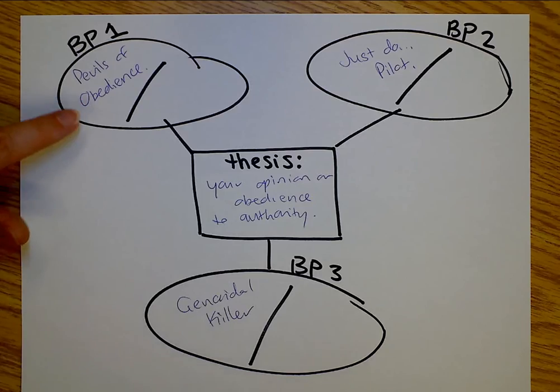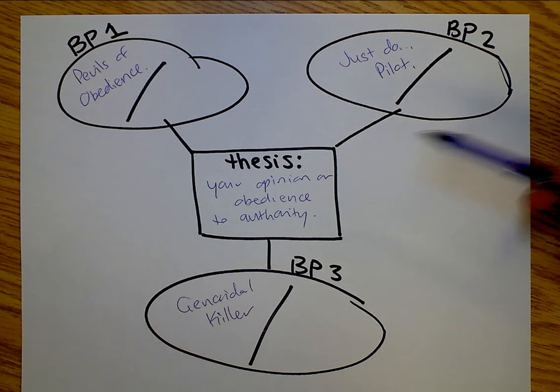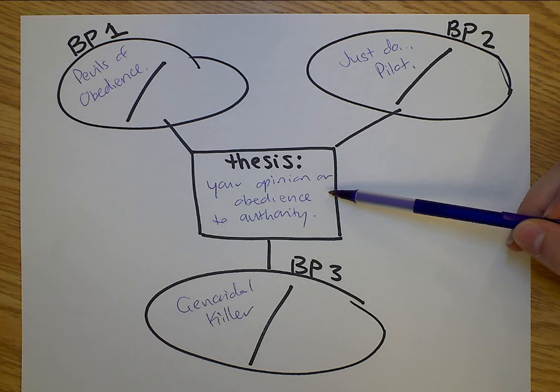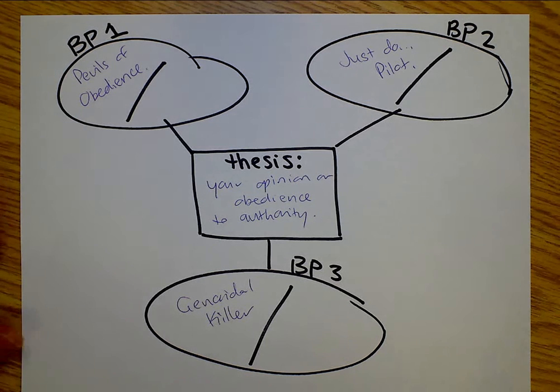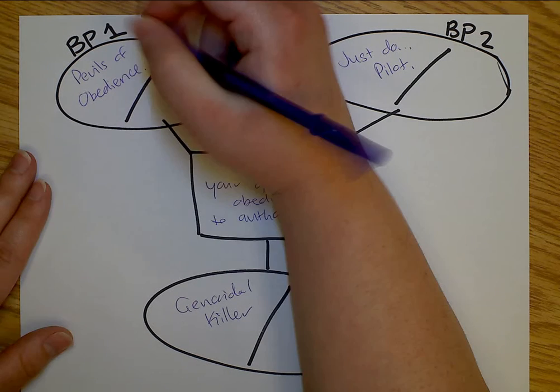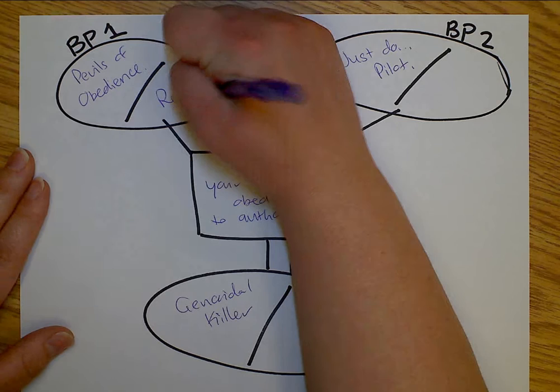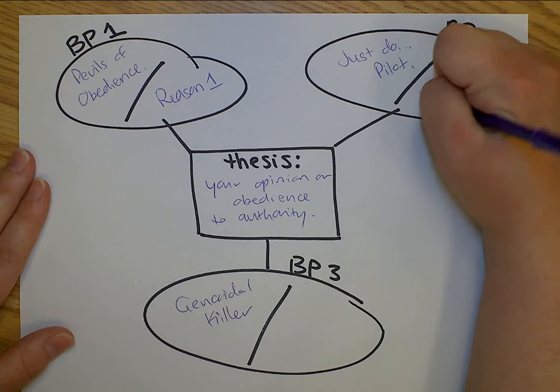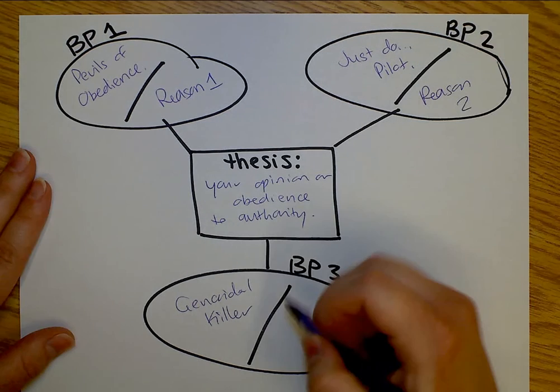But if your brain really doesn't work that way, or if your argument really doesn't work that way, another way that you could do it is instead give your opinion in your thesis about obedience to authority, and then each body paragraph could be about 3 different reasons why you're right. So this could be reason 1, reason 2, reason 3.